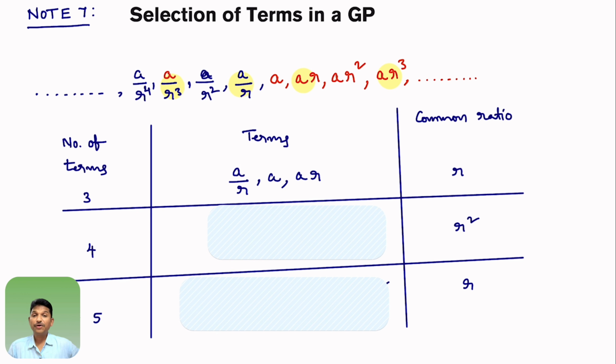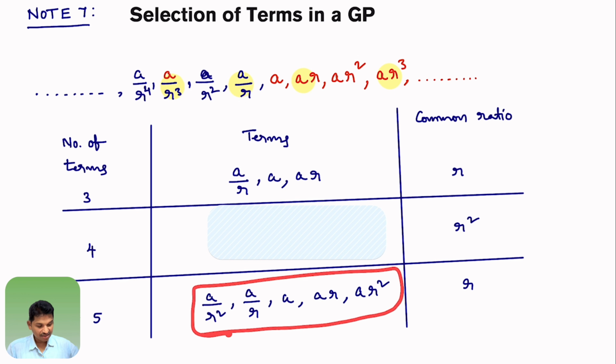If they give that 5 terms are in geometric progression whose sum is so and so, whose product is so and so, then we take those 5 terms like this. Look at this please: A by R square, A by R, A, AR, AR square.